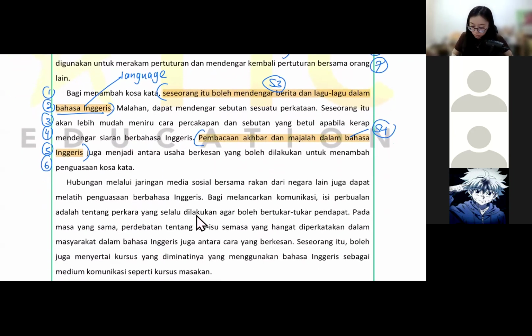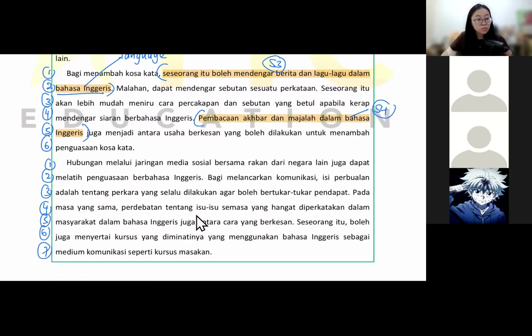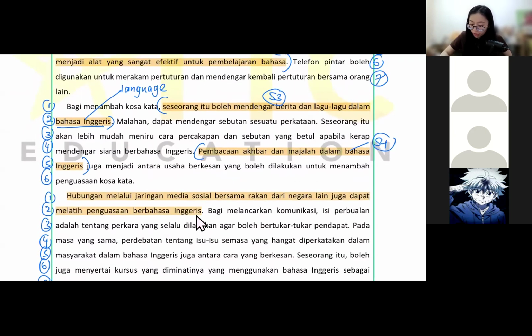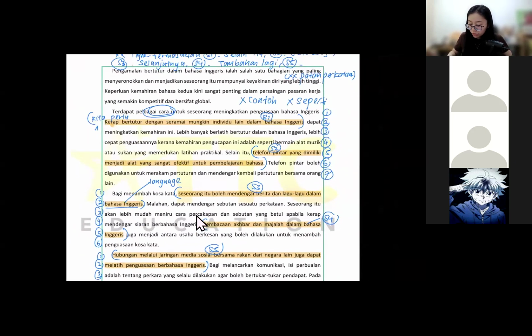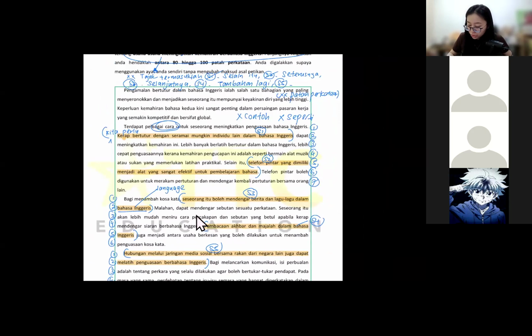One more. Number 1. Okay, yes, right. Hubungan melalui jaringan media sosial bersama dari negara lain juga dapat melatih penguasaan bahasa English. So this is number 5. So this is isi 5. So the answer is here already, which means S1, S2, S3, S4, S5. Remember to count the word count here.